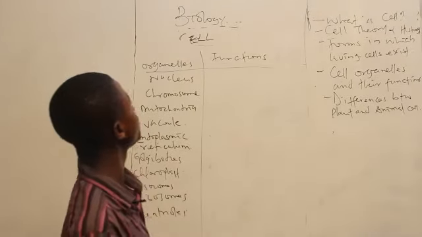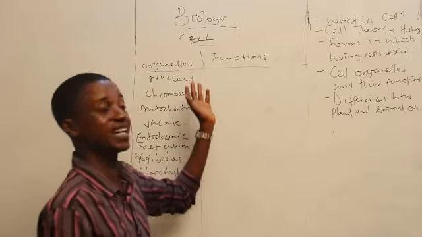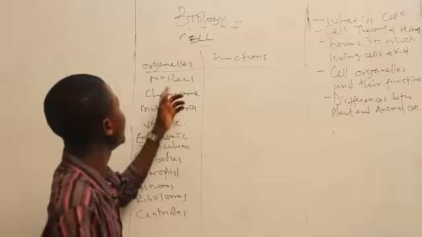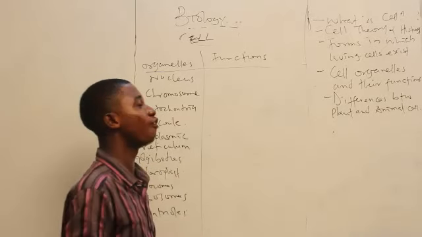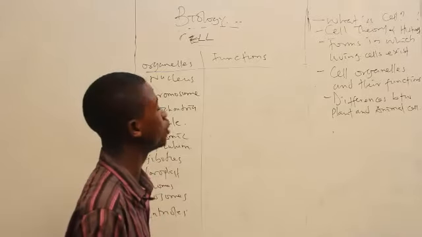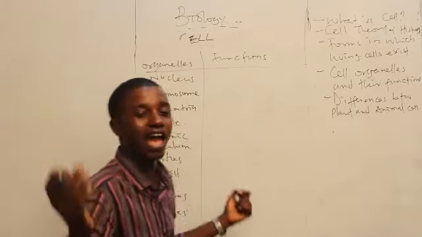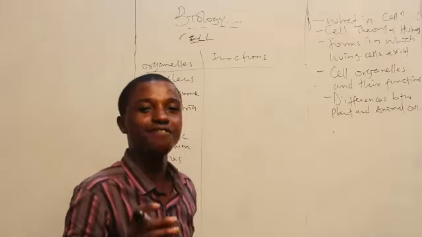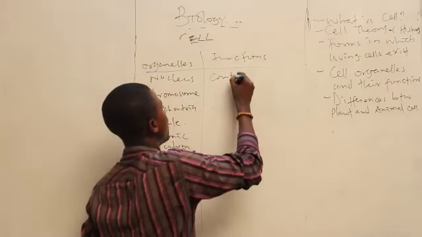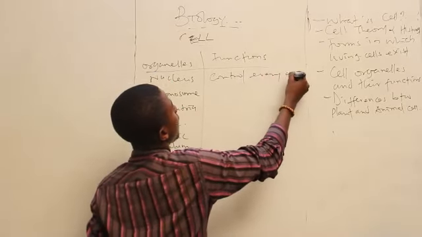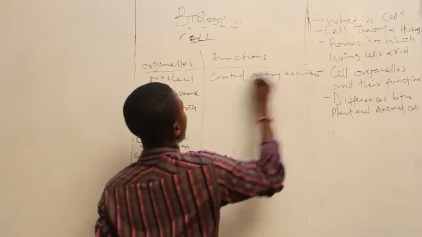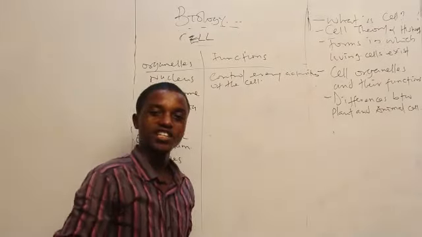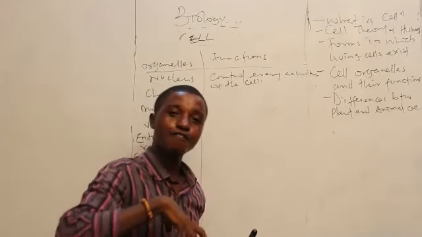Okay, so right about now, we're going to be looking at organelles that are found in plant and animal, merging them together, and their functions. Are you with me? So number one on our list is the nucleus. Now, what is the function of the nucleus? The function of the nucleus is to control every activity of the cell. In fact, the nucleus is the life of the cell.